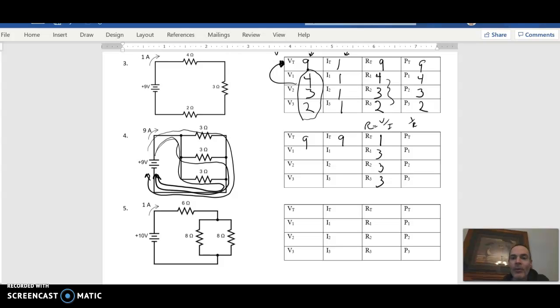1 over the total would equal 1 over 3 plus 1 over 3 plus 1 over 3. That will give you 3 over 3. Flip over 3 over 3, and that's still 3 over 3, which is 1. So you still get the same resistance either way. It's a way to check your work if you want.